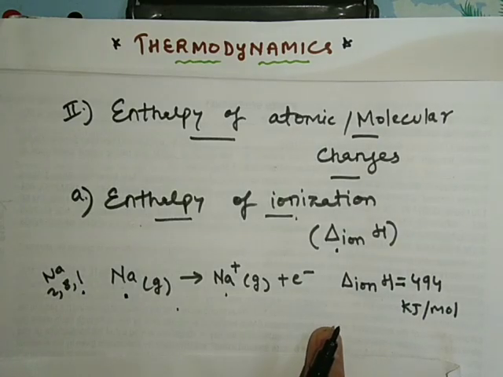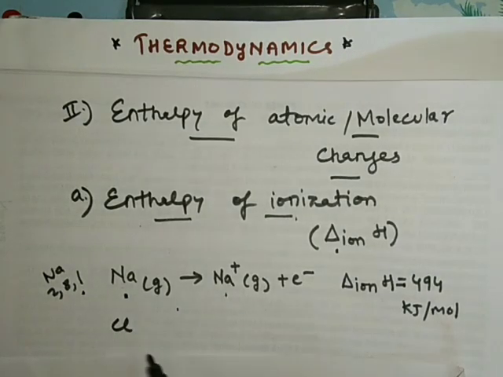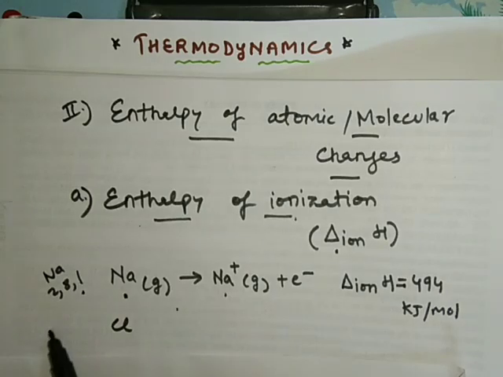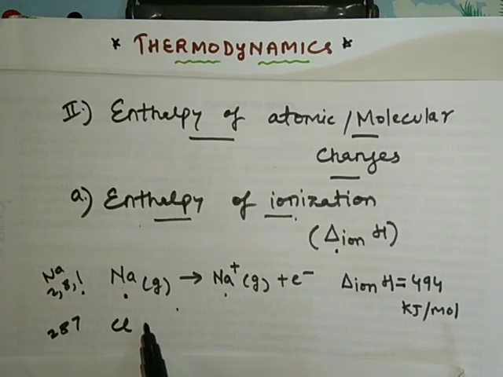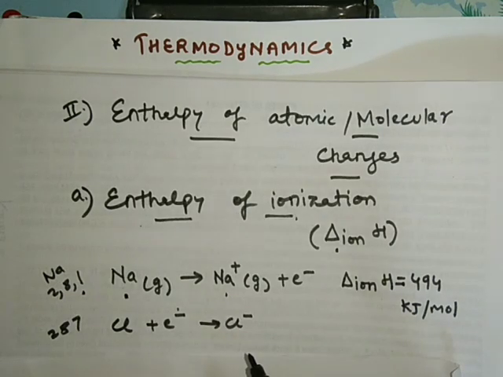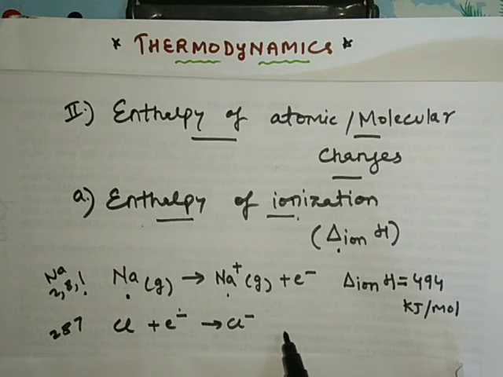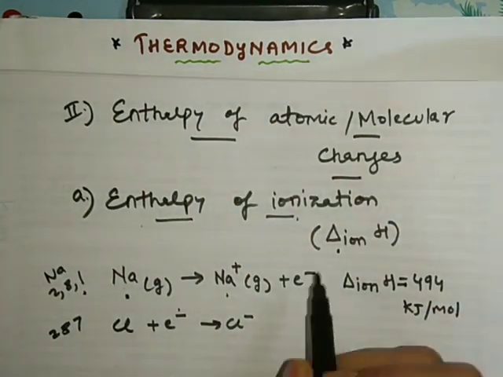The reverse of this ionization is called electron gain process, and the enthalpy change in that reaction is called electron gain enthalpy. For example, if you have chlorine, you know chlorine is 2, 8, 7, so it will be in need of one electron. So the single electron when gained by chlorine, it is converted into what? Cl minus.